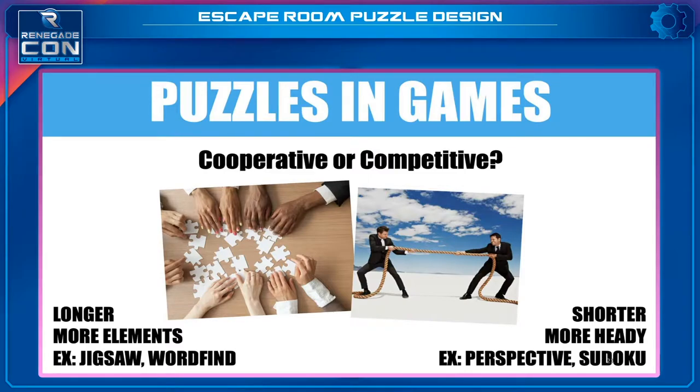So a simple example would be a word find, where everyone can be looking at it and trying to find words at the same time. If it's competitive, you want it to be much shorter because people are going to be trying to solve it faster than the other people and everyone else might be waiting. And it can be a lot more in their head as opposed to more visual, like a cooperative puzzle. This can be one that happens more in the player's head, and it's a quick solve that they can do. Next slide.